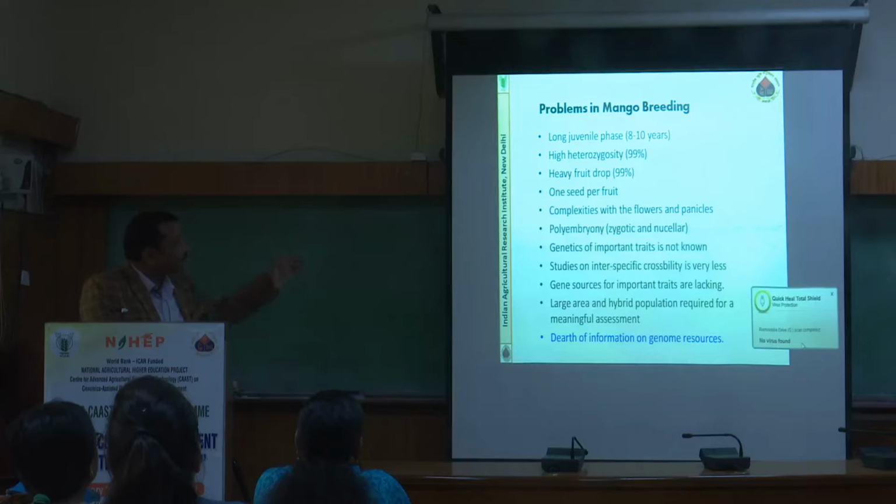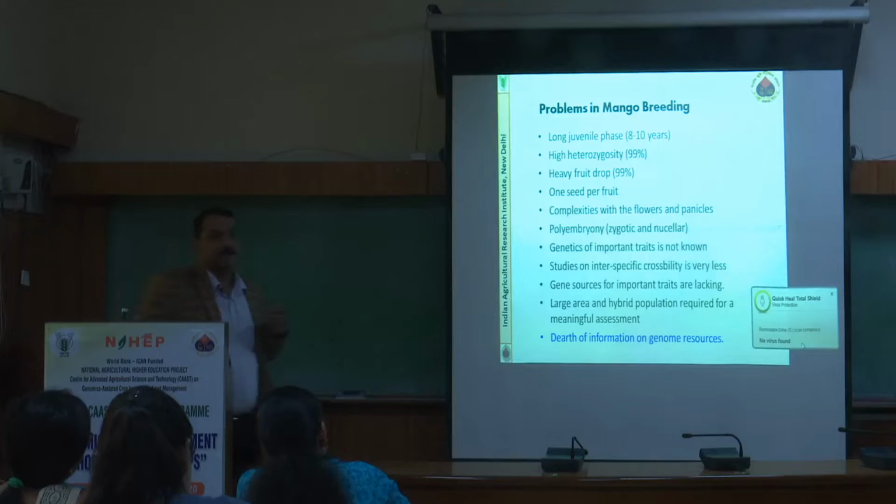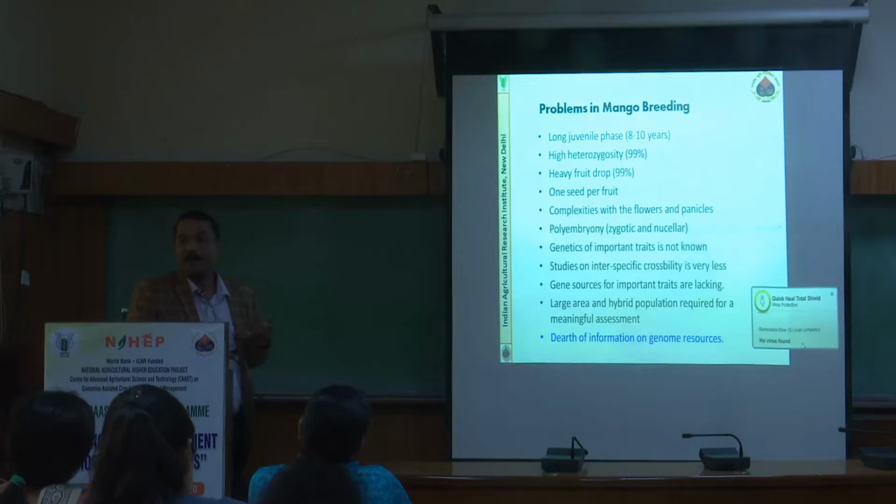I have listed some of them: a long juvenile phase, high heterozygosity, and heavy fruit drop, especially in mango. Breeding work in mango is also tedious because per fruit we get only one seed. In contrast, if we talk about pomegranate or guava, it is easy. You pollinate a single flower, you may get 200 seeds, so it is very easy to progress in terms of populations.